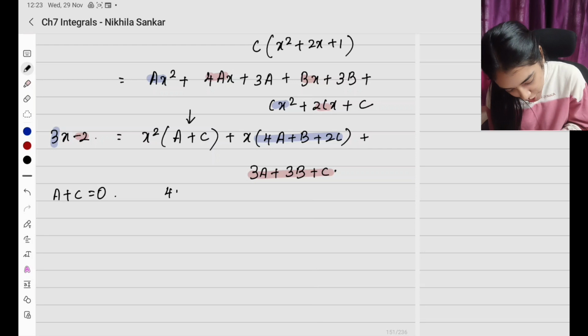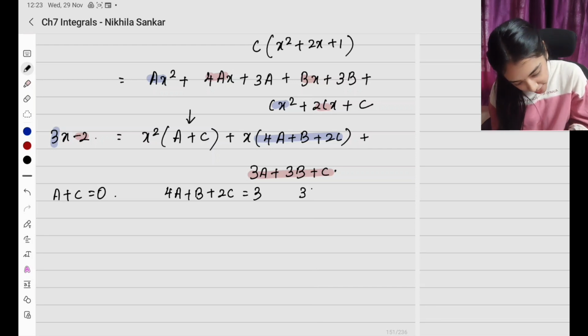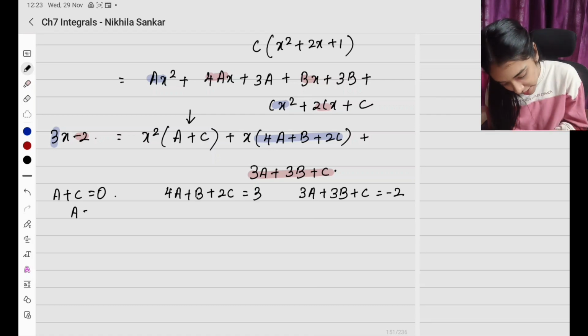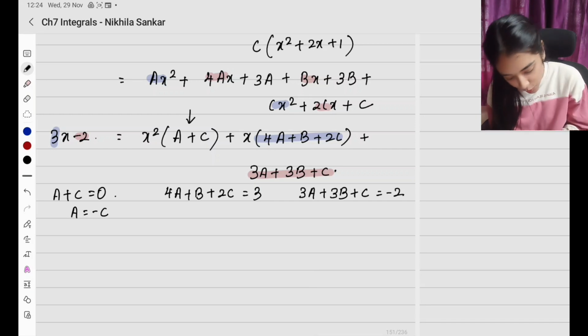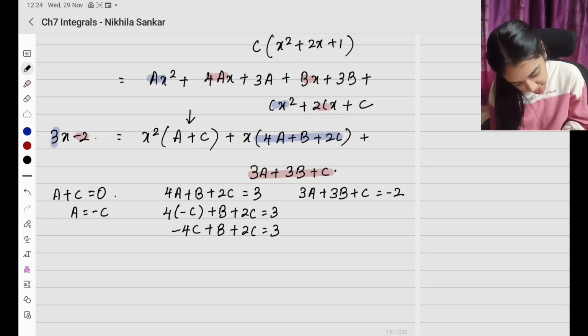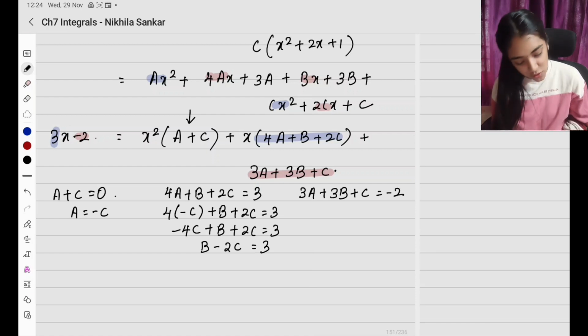And what is the other equation? 4a plus b plus 2c is going to be 3, and the constant, 3a plus 3b plus c, is going to be minus 2. Don't forget the sign, minus 2. So I have a equals minus c from here. So what can I write here? Instead of a in 4a, I'll write minus c. So 4 times minus c plus b plus 2c equals 3. So I have minus 4c plus b plus 2c equals 3. So b minus 2c is going to be 3. So this is one equation.